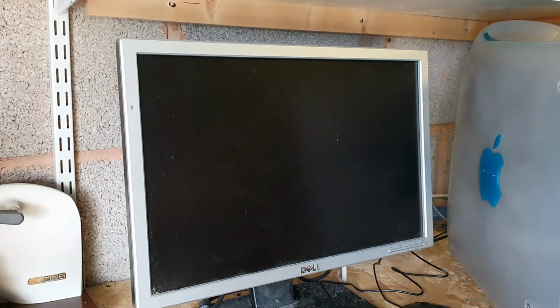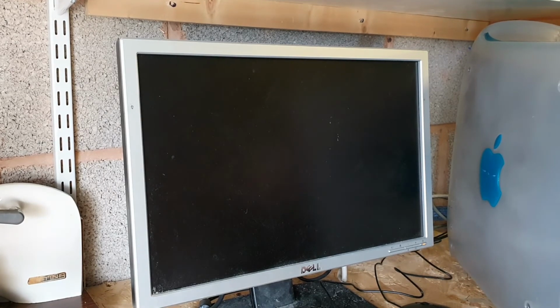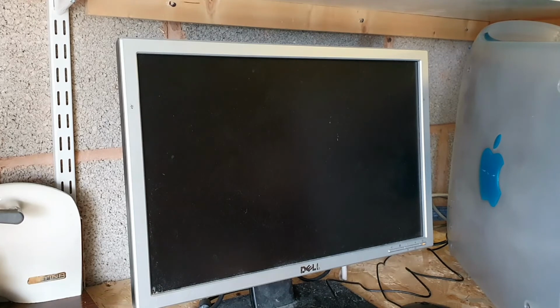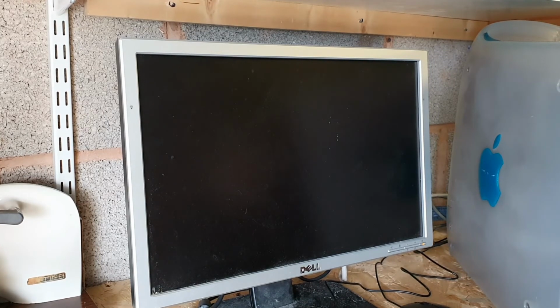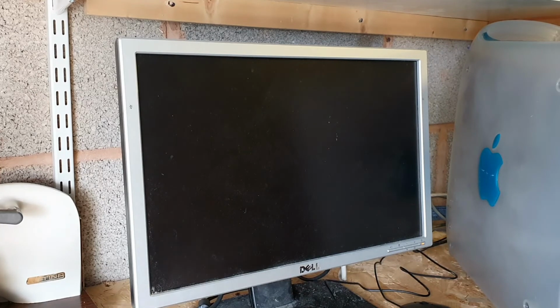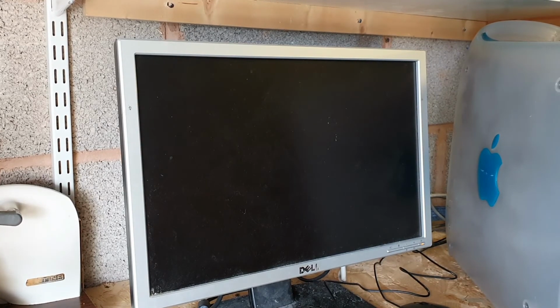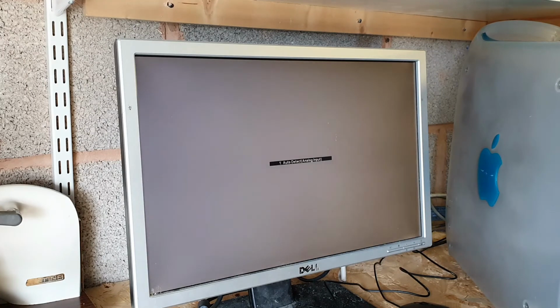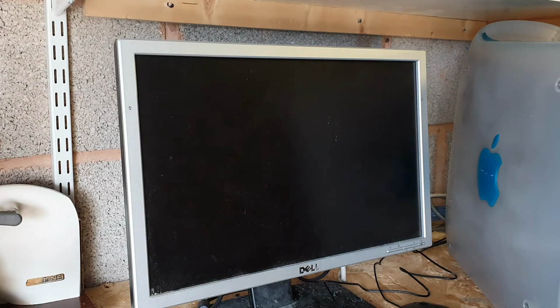There we go. Ooh, what a fickle machine. Weird. Right, let's see if that boots. There we go, so it's detecting the display, and it looks like it's starting to load the operating system. So we're just going to run it with those two sticks in there.